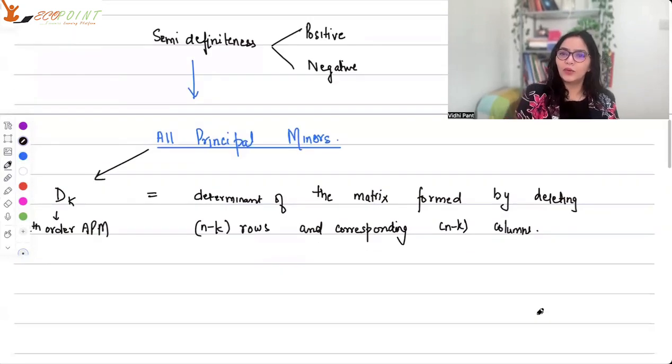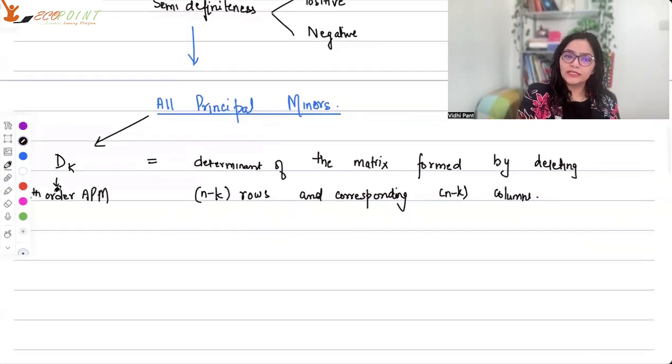N minus k rows and corresponding n minus k columns. So what does this mean? In order to understand this, we must take an example here. So I'll again take an example of a 3 cross 3.